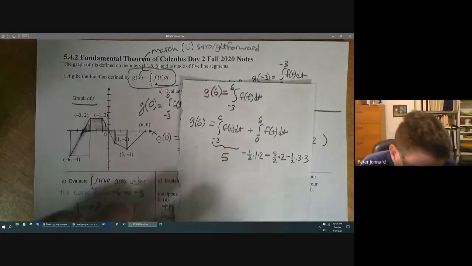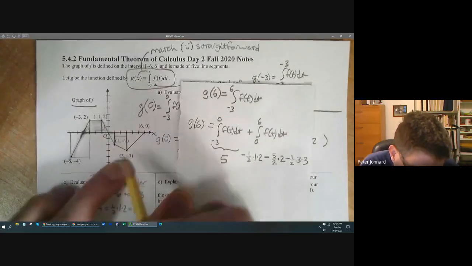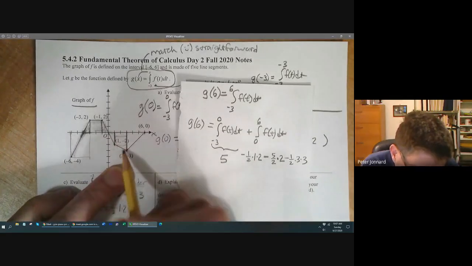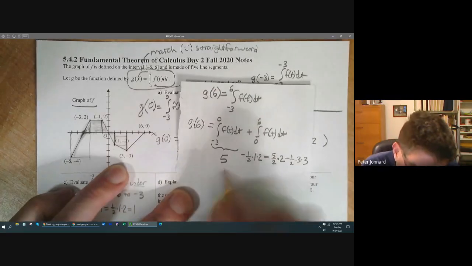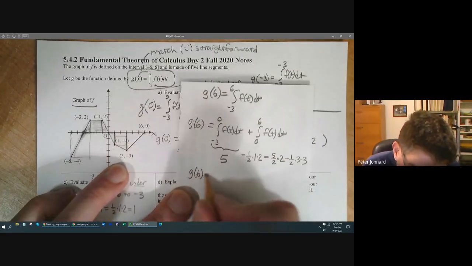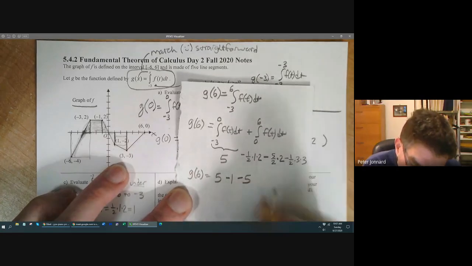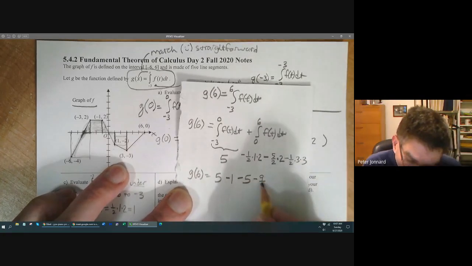So let me see about this. There's part of me that's thinking I made a mistake here. This area, let's see, it was 4. Yep, and then one more here. Okay, that sounds right. Okay, so G of 6 is equal to 5 minus 1, and then minus another 5, and then minus 9/2 there.